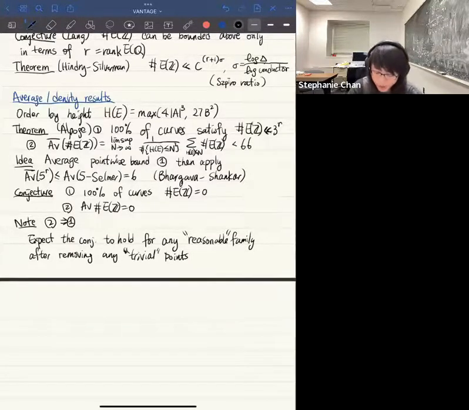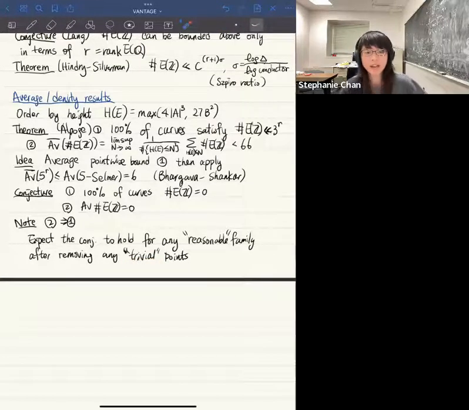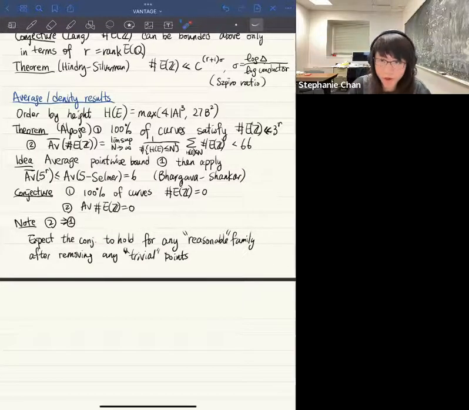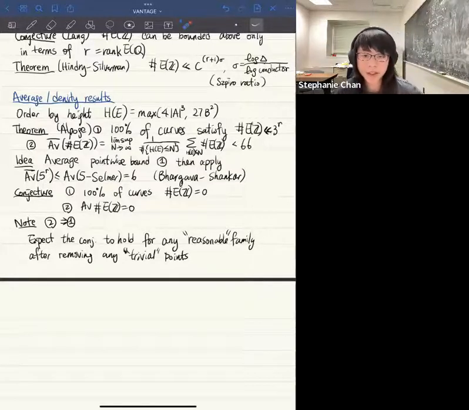And by trivial points here, I don't mean just the point at infinity. I'll talk a little bit more about what the trivial points might be when I talk about the quadratic twist family. So it depends on the kind of family you pick. There might be some integral points that are already built into your family. In that case, those are the trivial points that you might need to remove.